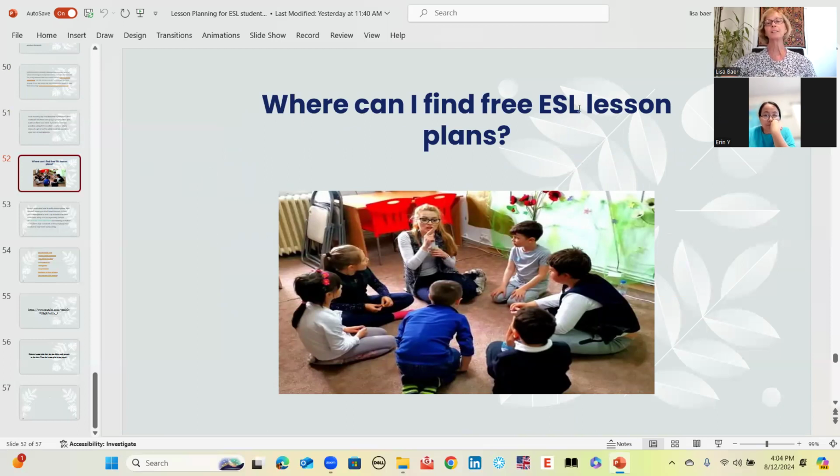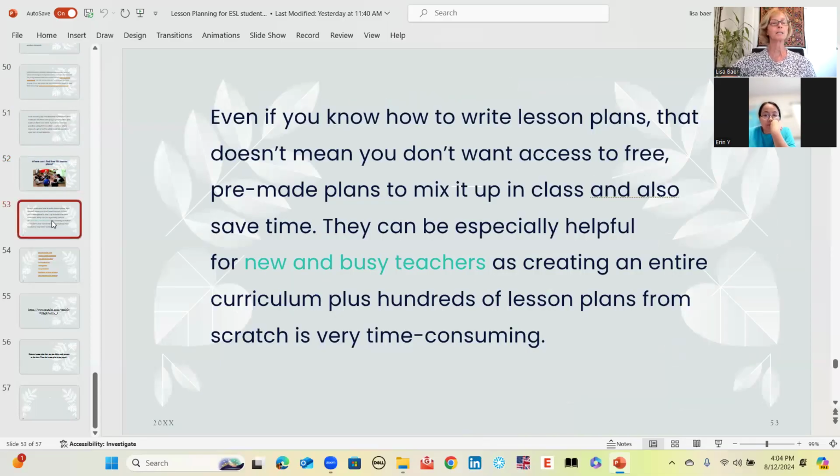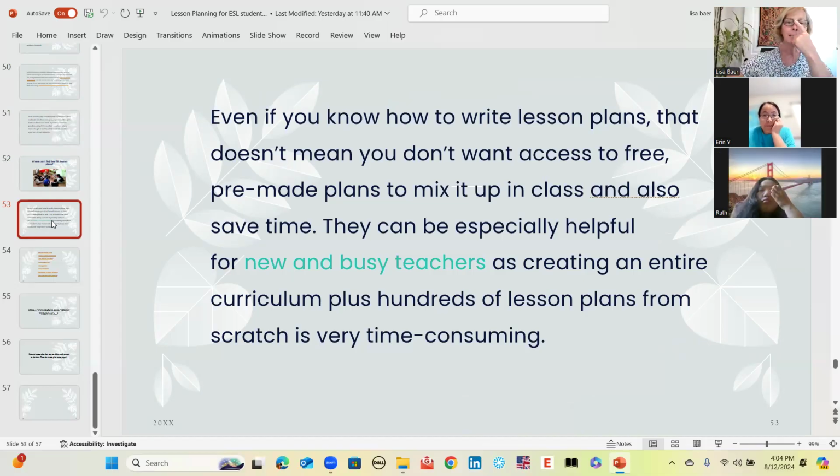And where can I find free ESL lesson plans? I don't know if these are really up to date because technology changes so quickly. But even if you know how to write lesson plans, that doesn't mean you don't want access to free pre-made plans to mix it up in class and also save time. They can be especially helpful for new and busy teachers, as creating an entire curriculum plus hundreds of lesson plans from scratch is very, very time consuming.